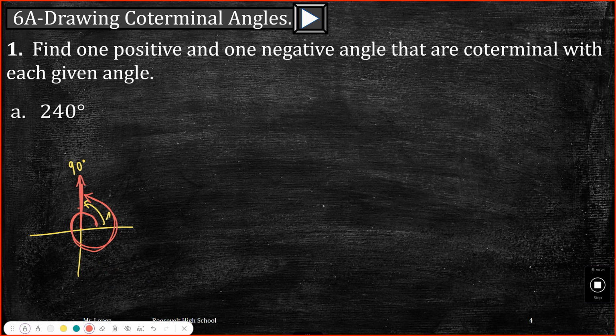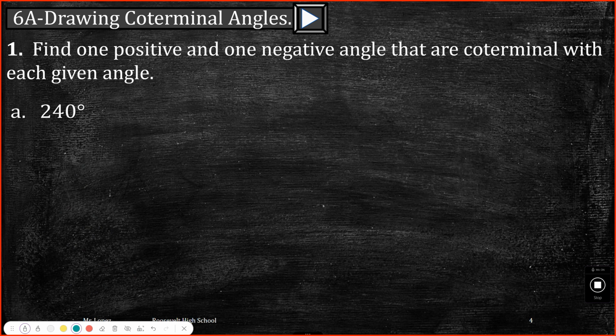Or another one that would be coterminal to it would be to do this. Instead of going up, I go down like this and end up at the same spot. So what is this right here? Negative 270. So negative 270 is coterminal to 90. That's the idea.